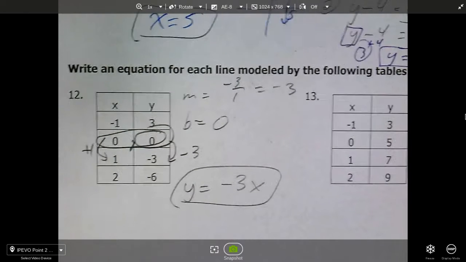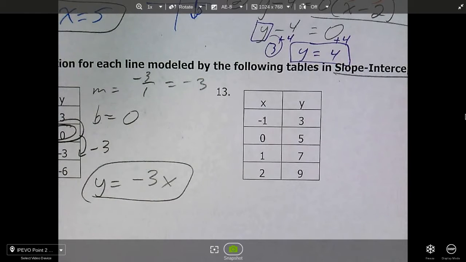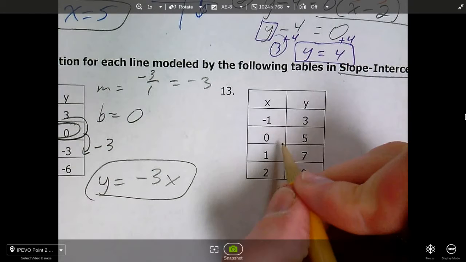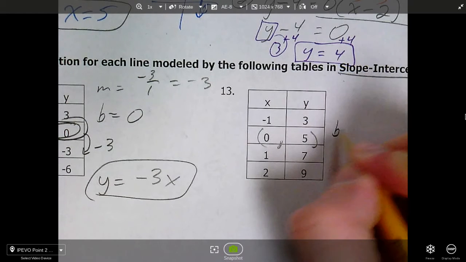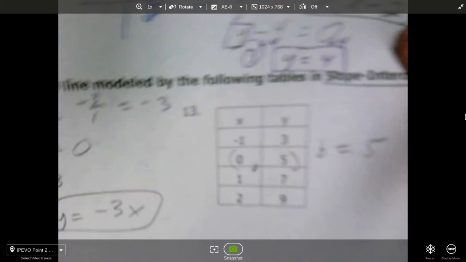Okay, number 13, we have the almost exact same thing. Do you see the y-intercept? Remember, it's 0, comma something. So 0, 5 is our y-intercept. So b equals 5 for our equation.